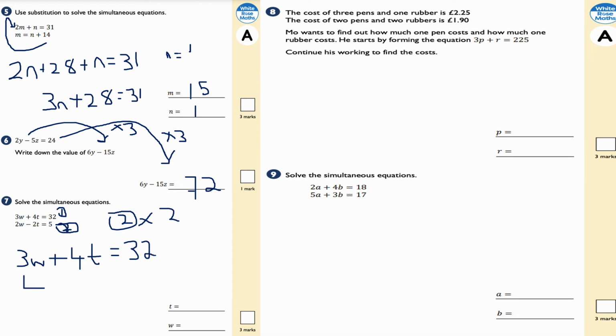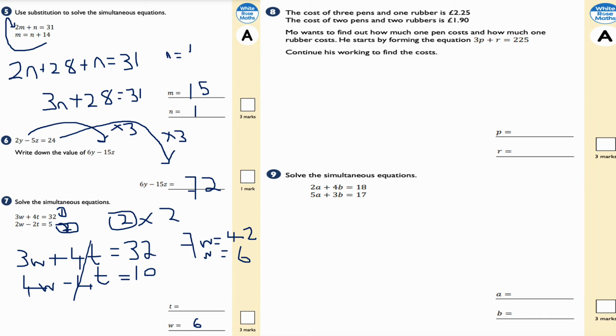2w times 2 is 4w, minus 2t times 2 is minus 4t, and then 5 times 2 is 10. I can now add these equations because 4t plus minus 4t, they just end up cancelling. 3w plus 4w is 7w. 32 plus 10 is equal to 42. If I add these equations, therefore w is equal to 6, dividing both sides by 7. Then I can sub that in to work out what t is.